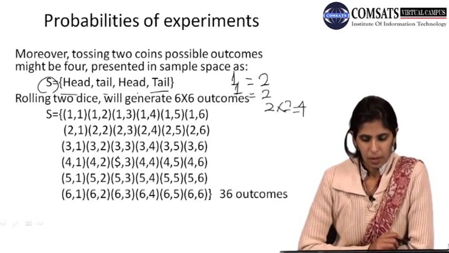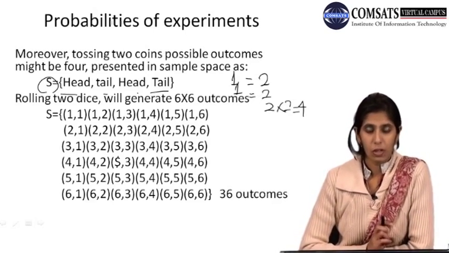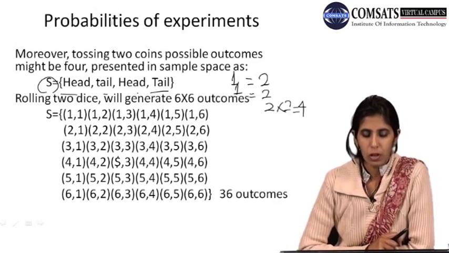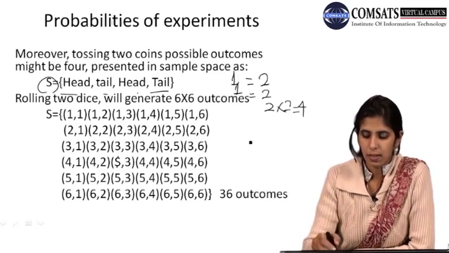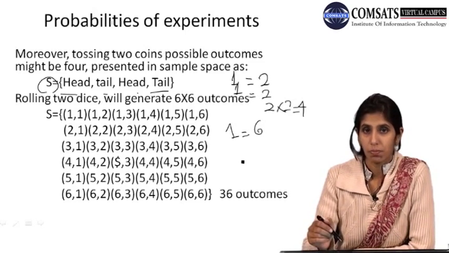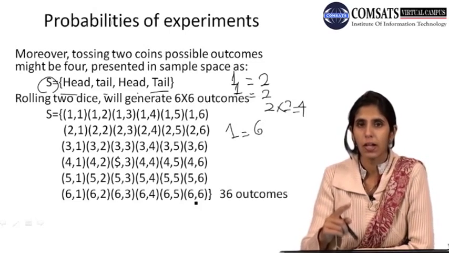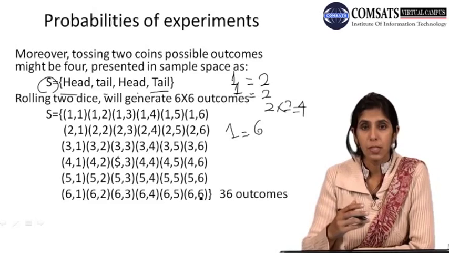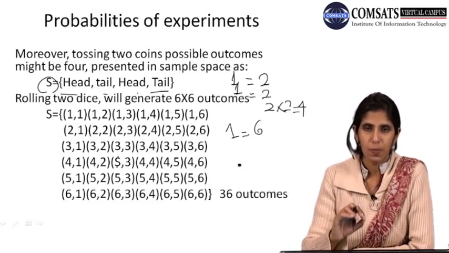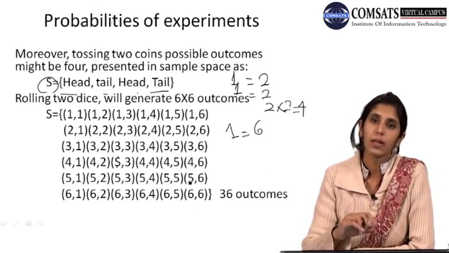Similarly, a little complex but very interesting, when you are rolling two dice, one dice generates six outcomes: either one or two or three or four or five or six. Possibly six sample space outcomes were there if you are rolling one dice.